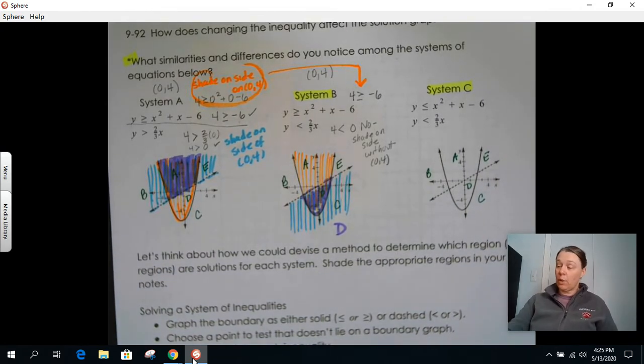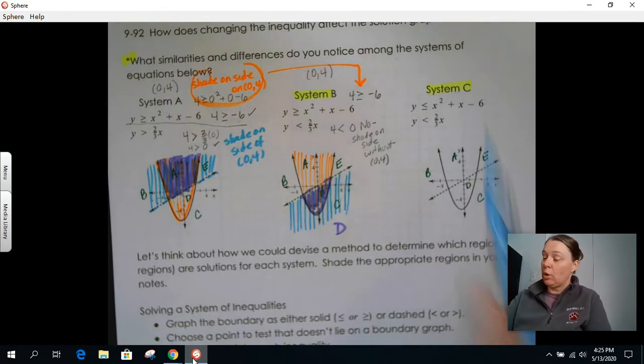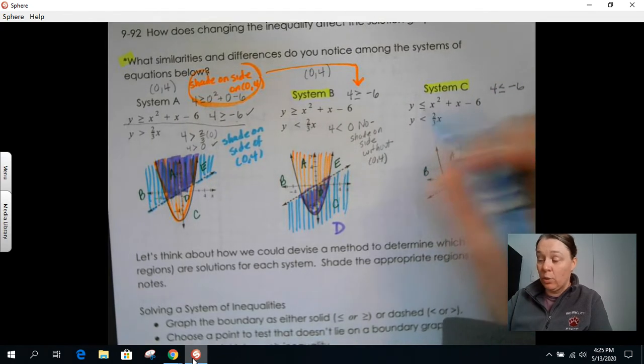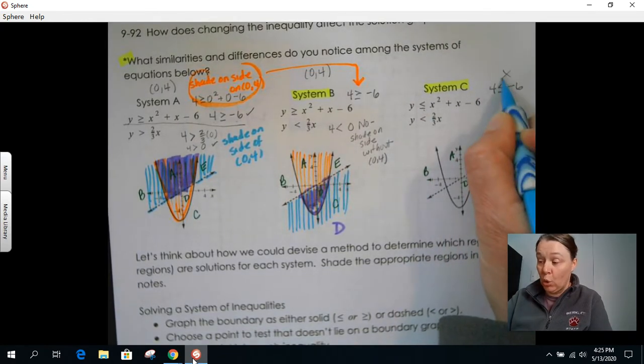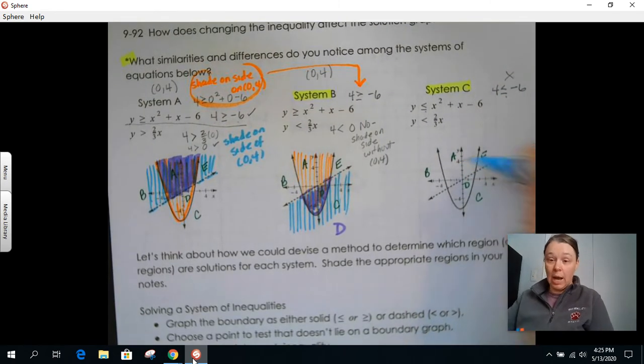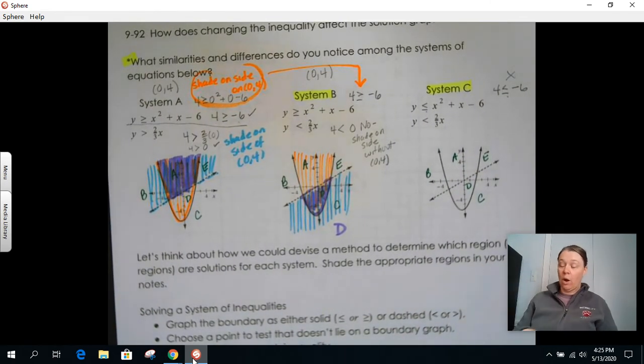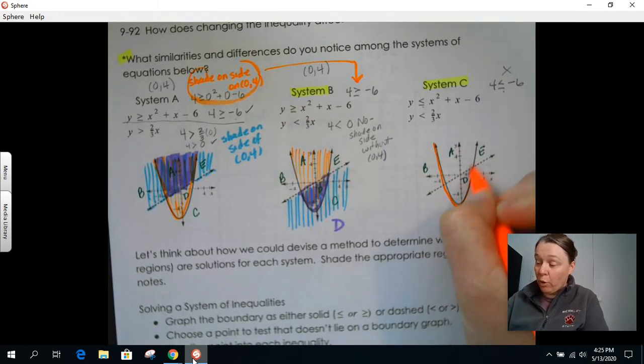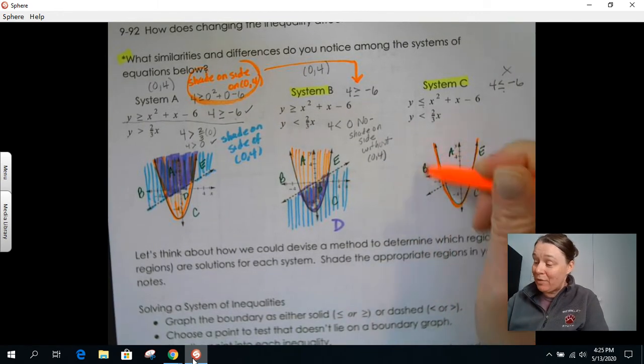Okay, for this one, when you plugged in and compared the 4 and the -6, is 4 less than or equal to -6? No. So that means I don't shade on the side of the (0, 4) for my parabola. So here's my parabola. That (0, 4) was not a solution. That means I have to shade outside.